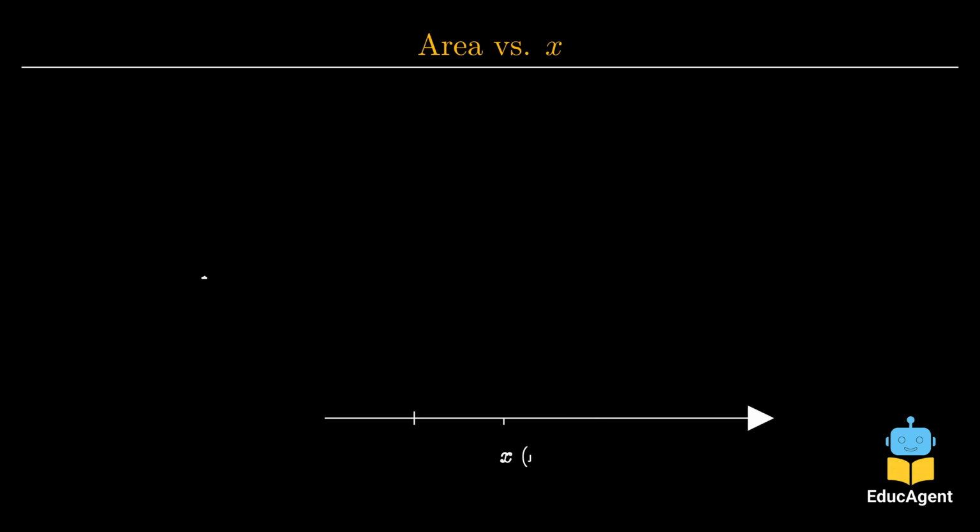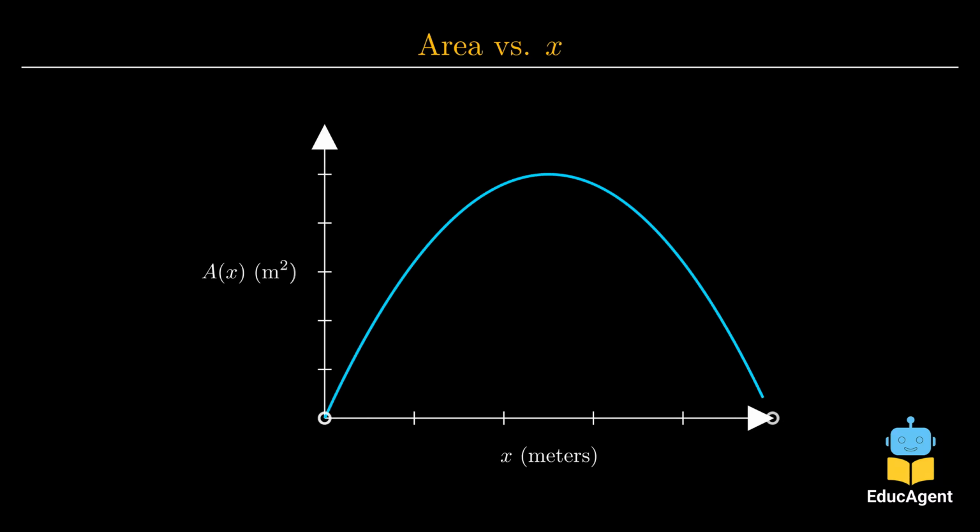Here's what the area function looks like: an upside-down parabola on the interval where the rectangle actually exists. Visually, the area is small near the ends and largest in the middle. Balanced side lengths give bigger area.